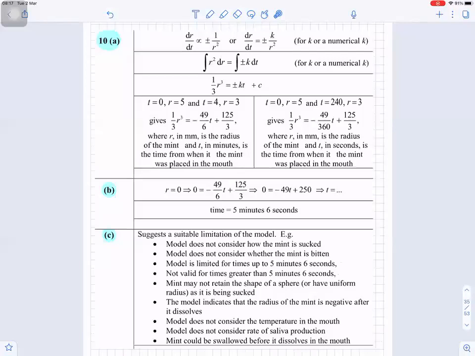So that's questions 10A, B, and C written neatly. 10A is written neatly there. 10B gives 5 minutes and 6 seconds. And 10C gives you all the suitable reasons. The model does not consider how the mint is sucked; some people suck faster and slower. The model does not consider whether the mint is bitten. The model is limited for times up to 5 minutes and 6 seconds. These are all examples of suitable limitations.